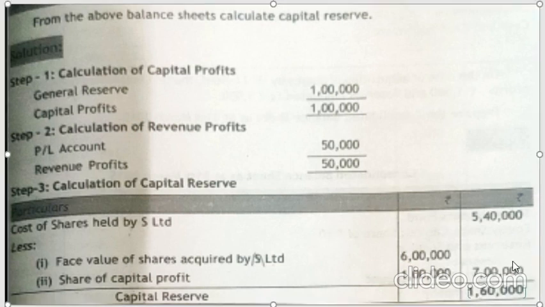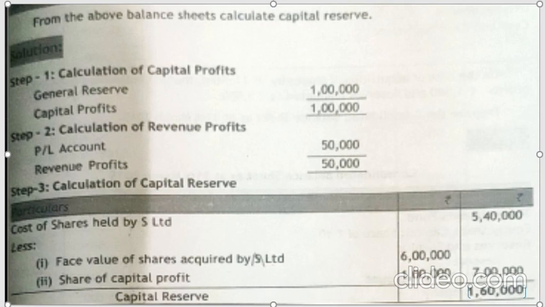So you'll be getting a loss of 1,60,000. The amount of the loss is to be covered by a bracket: open the bracket and close the bracket. So it indicates that it is a negative answer. So 1,60,000 is the negative balance. So it is called capital reserve.